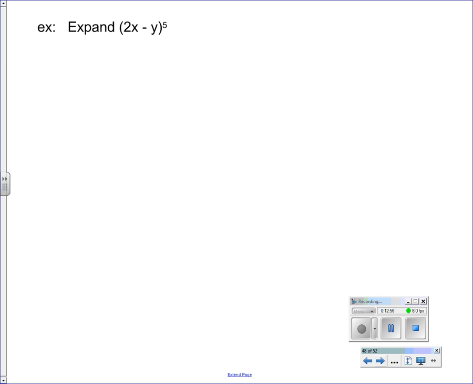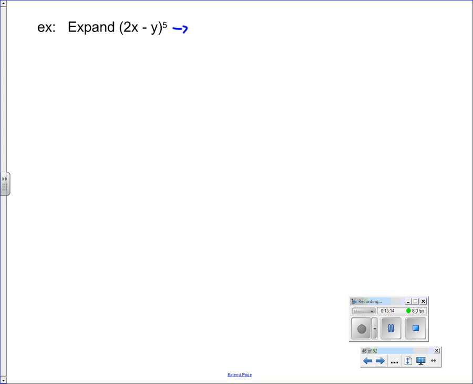So last thing we're going to do is one example of a full expansion, and then we're going to go through how you find an individual term in an expansion without having to actually expand the whole thing out. So first one, we're going to expand 2x minus y to the fifth.